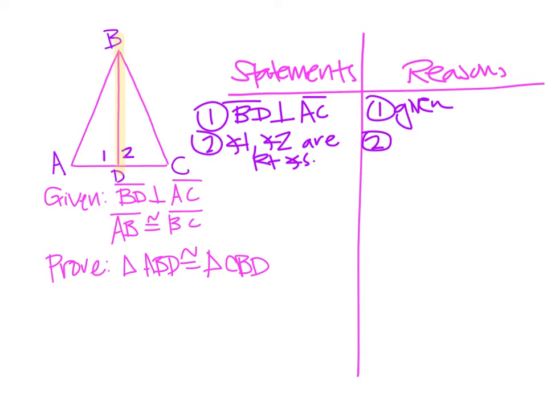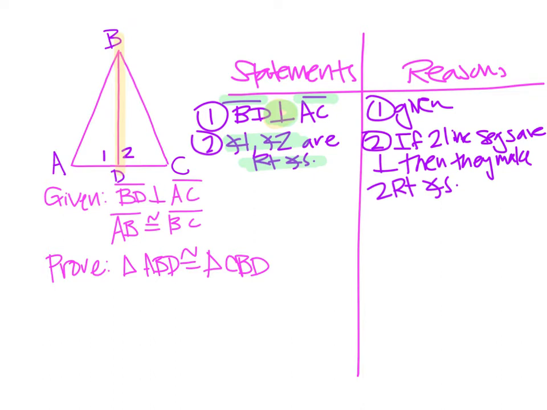Well, how do I know that they're right angles? Well, remember, this symbol right here means perpendicular, and perpendicular means to intersect at right angles. So that's what I want to write. If what? Well, what do I know? If two line segments are perpendicular, then they make two right angles. So it's all there in the proof.